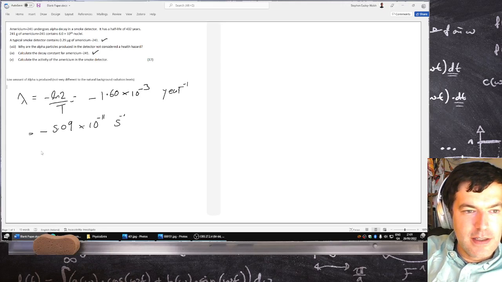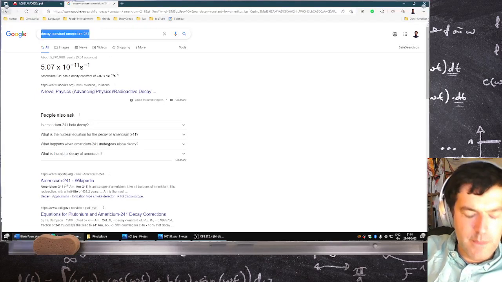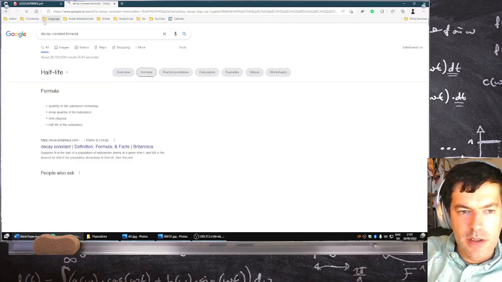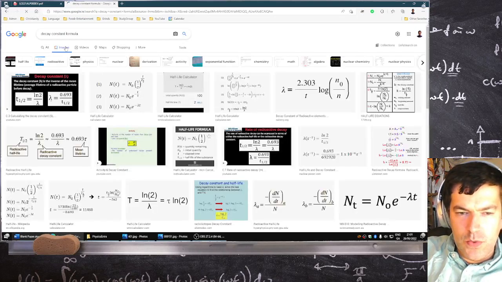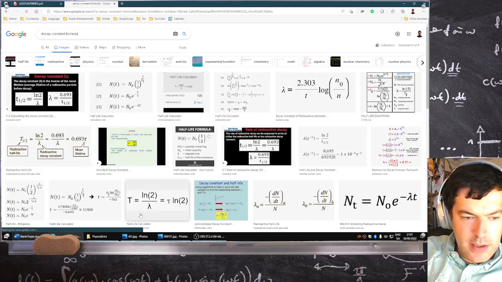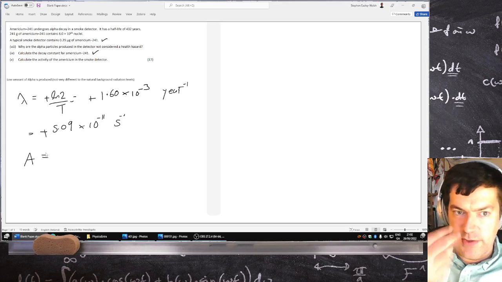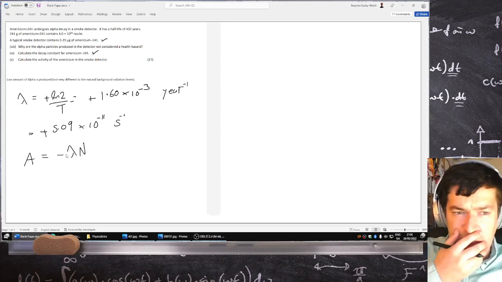And the activity, I assume they mean the initial activity. Is it a minus or not, actually? No, actually, the minus doesn't get put in here. Let's get rid of that minus. The activity usually has a minus in it because it's decaying. But again, some people notice they don't put the minus in.